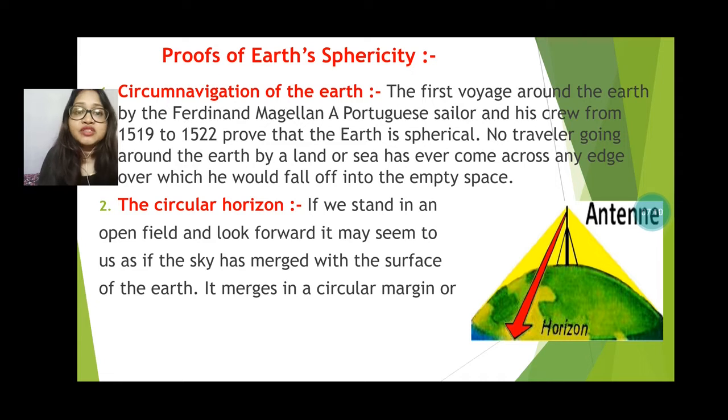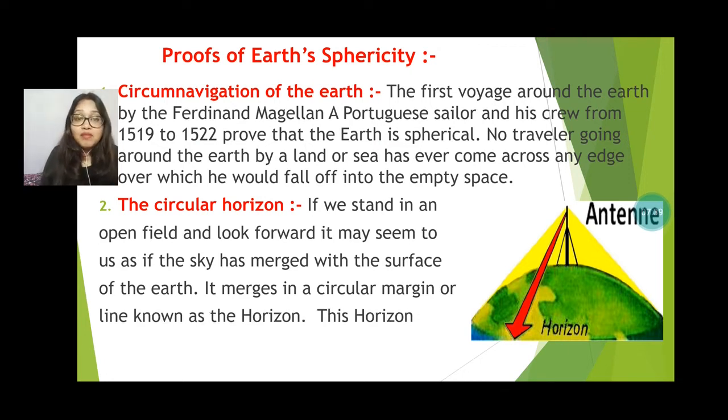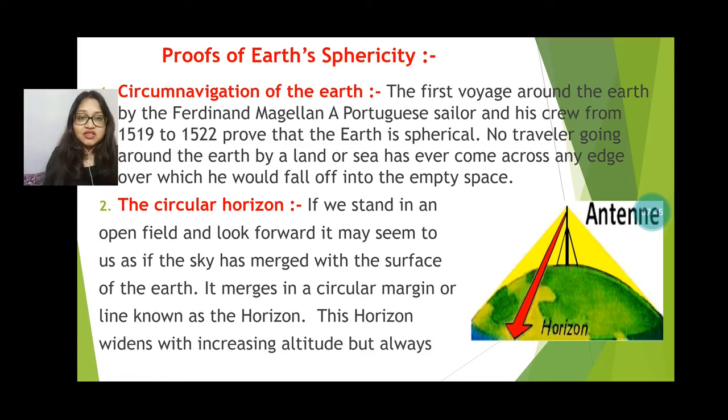Okay, the circular horizon. That means if you stand in an open field or open area and look forward, I already told you about this. If you look forward, you see the sea merged with the surface. If you look towards the sky, after a few miles, you can see that the sky is merged with the earth's surface in a circular margin line. This line is known as the horizon. This horizon widens as the altitude increases, but always remains circular.